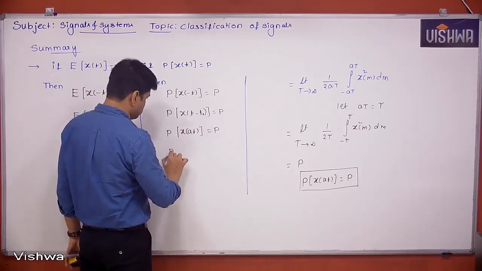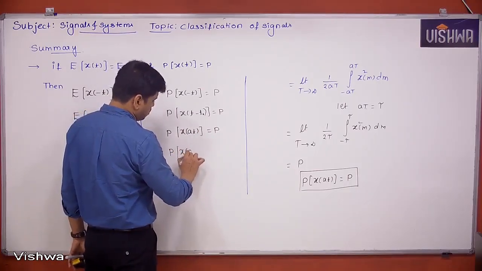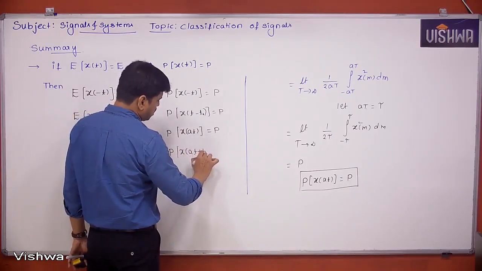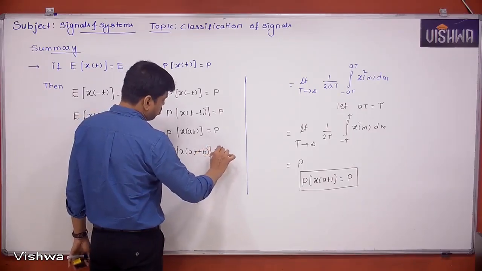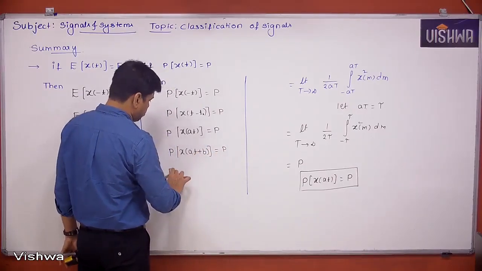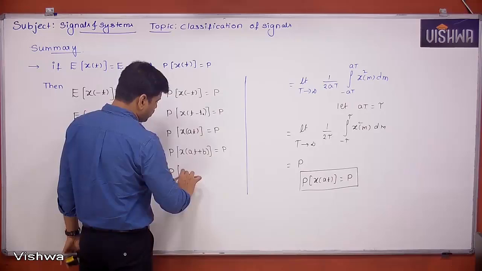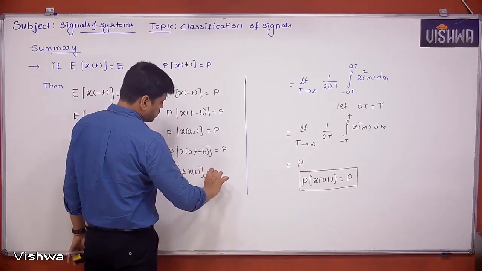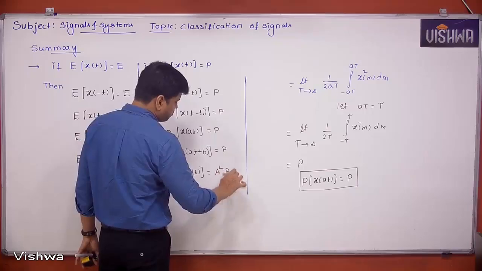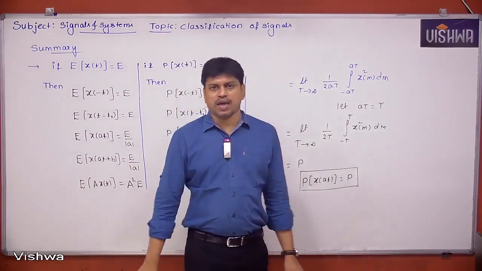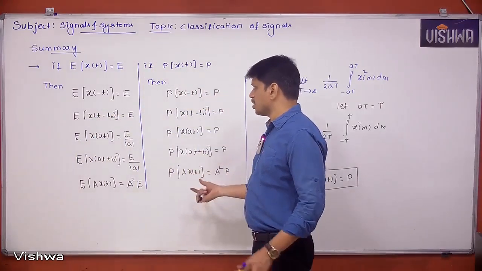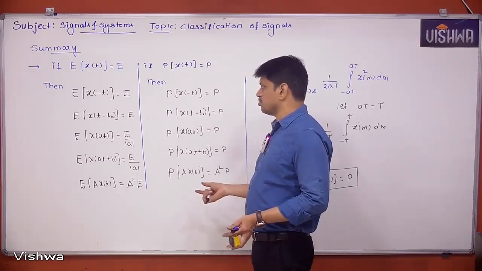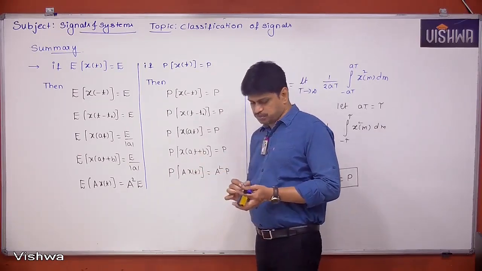So here power of x of at plus b, this is also time shifting, time scaling, both do not change the p. But this one, power of Ax of t, this will definitely change the power. Which is nothing but A square p. Only amplitude scaling will change the power of the signal. Nothing else will change the power of the signal. Okay, take it.